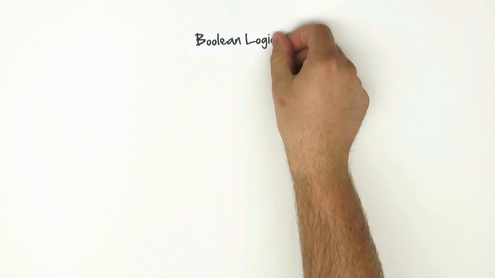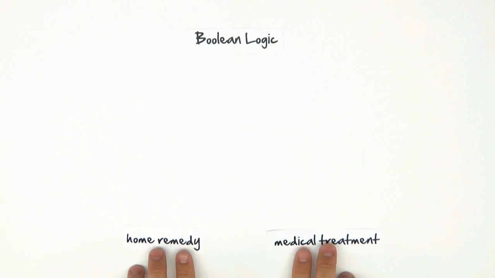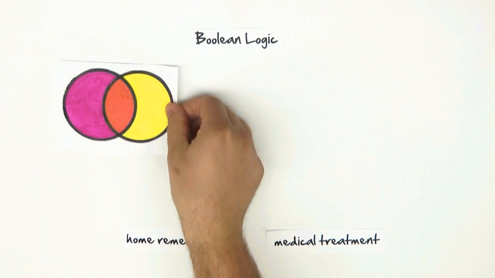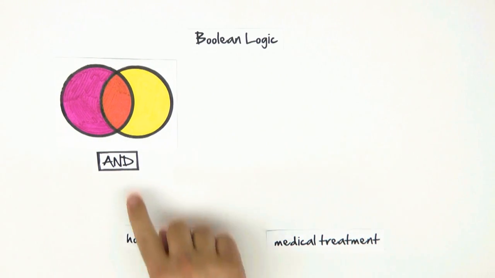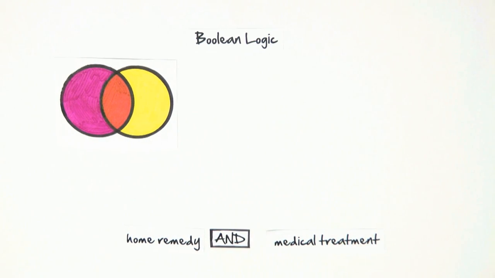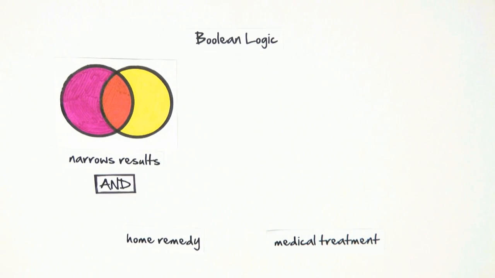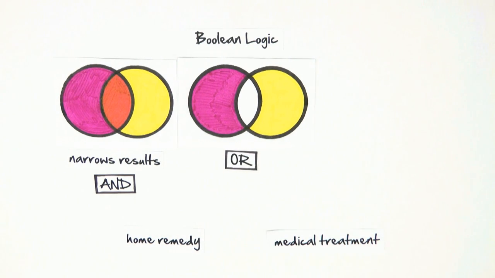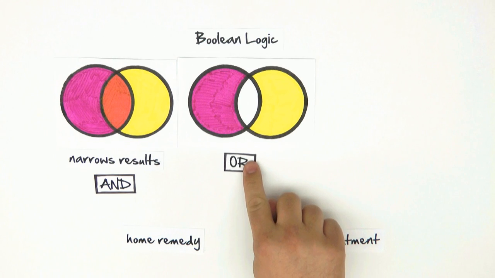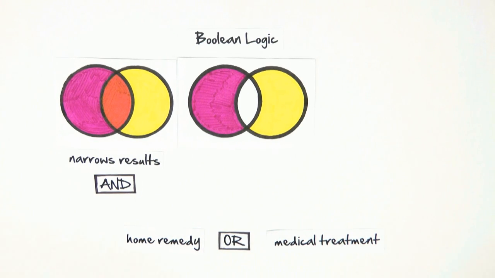You can also use the Boolean operators and, or, and not in between words to search more precisely for what you want. And combines terms so that each search result contains all of your terms. For example, searching for home remedy and medical treatment will narrow your results because each result will contain home remedy and medical treatment. Or will look for any of your terms, so that each search result contains at least one of your terms. Searching for home remedy or medical treatment will find results that have either of these phrases. This will increase your results.